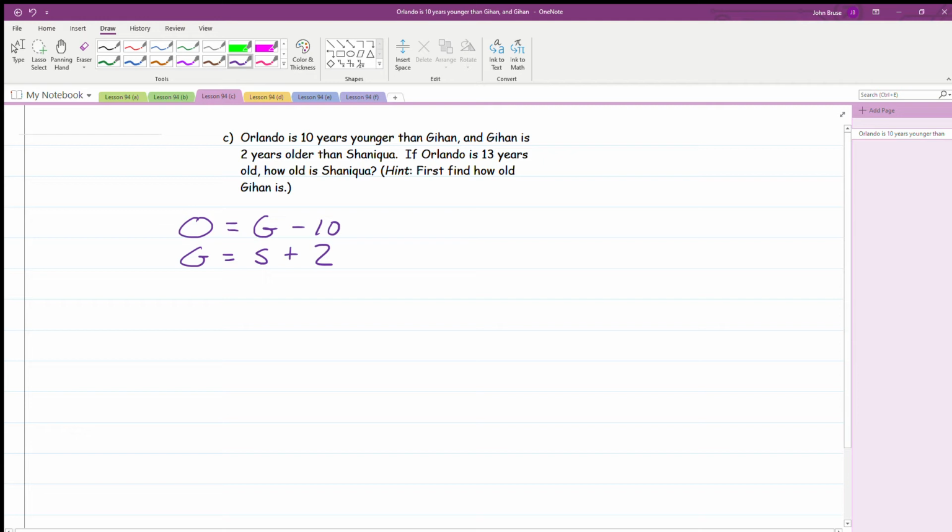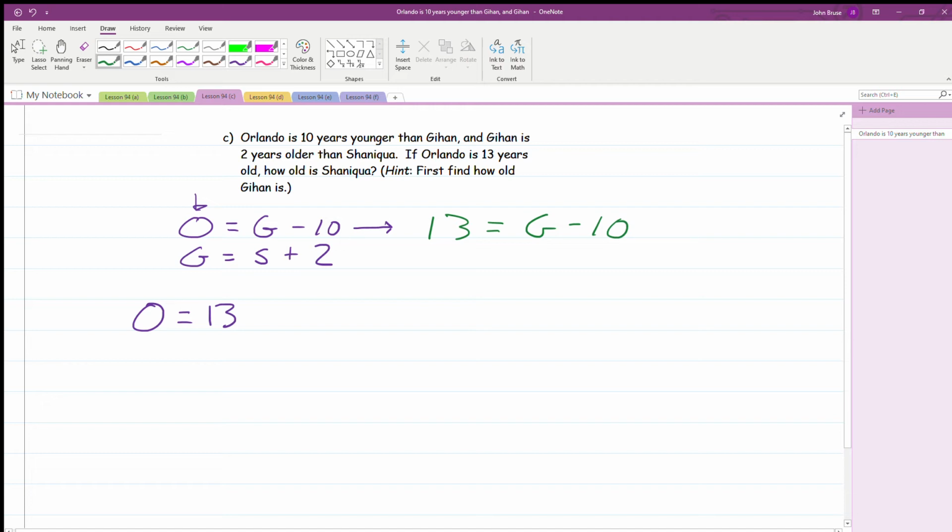So Orlando is 13 years old. So we know that O equals 13. So I can take this problem here and plug in the 13 for this O here, and we'll have an equation that we can solve. So 13 equals G minus 10. Well, to solve this, we know about our number families. We can say G minus 10 equals 13.